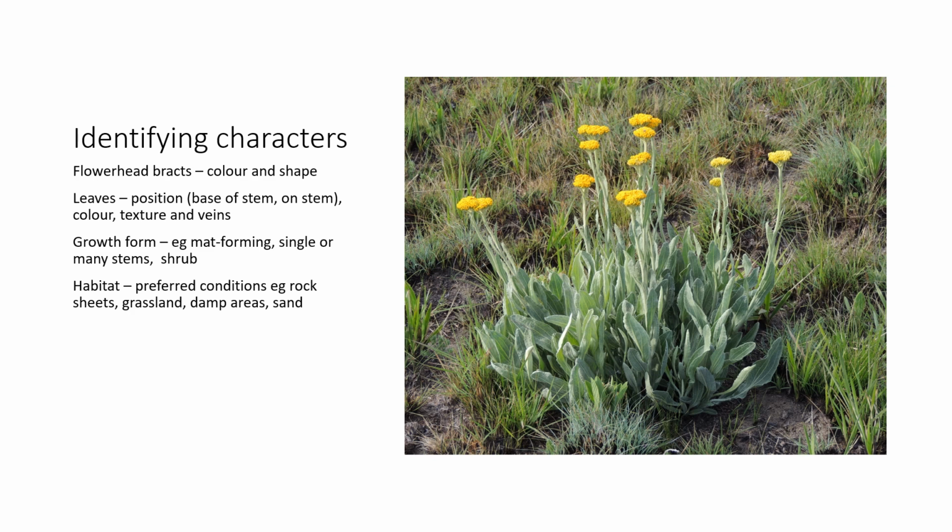Also the growth form. Are they erect plants? Are they mat forming? Are they lax, lying down on the ground? Are there many stems? Is it a shrub? And then the habitat, where the plant prefers to grow. For example, rock sheets, or in grassland, maybe damp areas, or on sand.